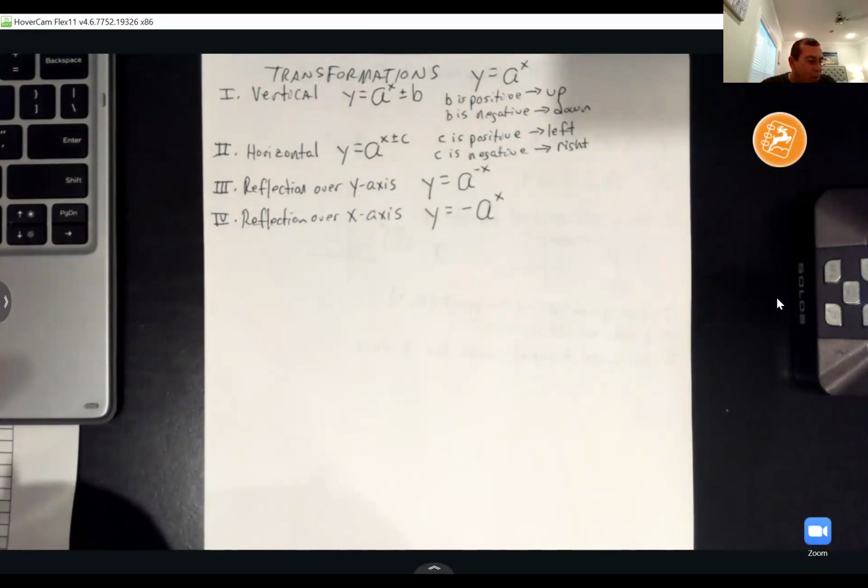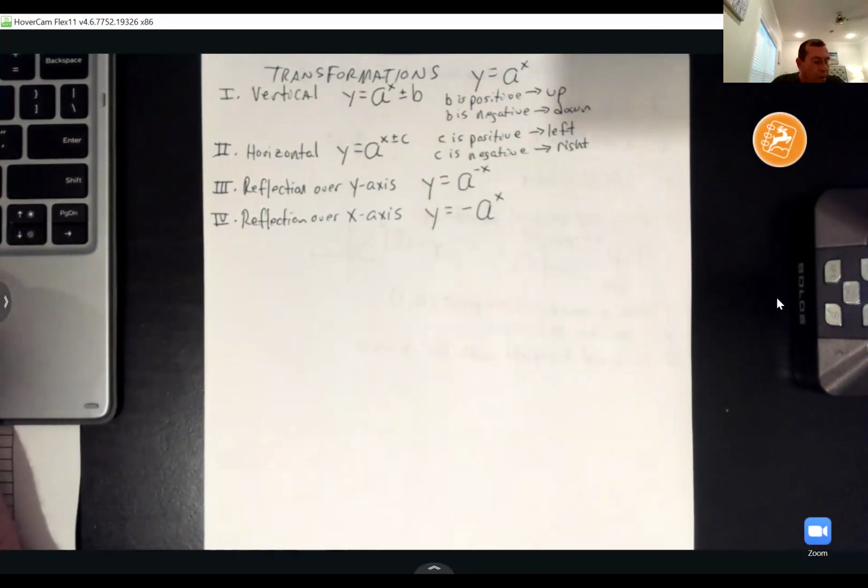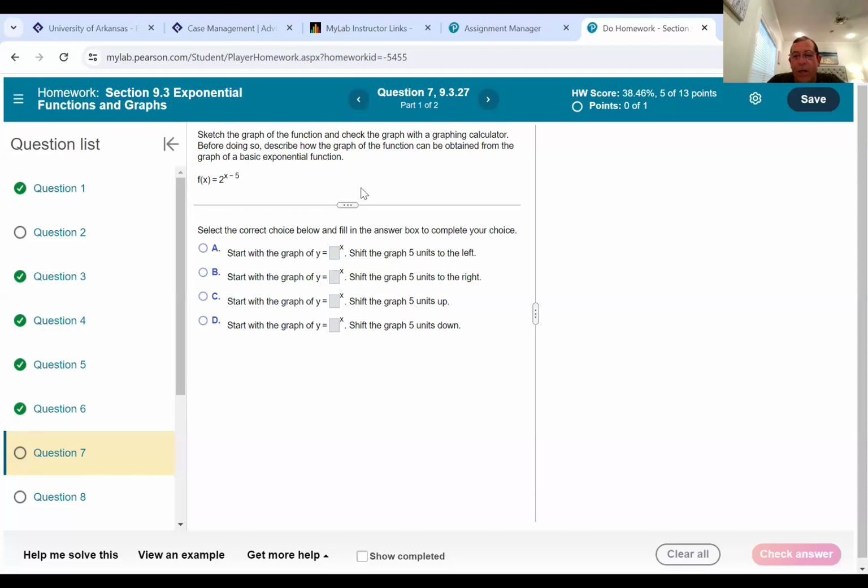Now, the real big thing you got to watch out for on these graphs is you got to tell it what base you're starting with. So let me go through these examples. So notice they're giving me f of x equals 2 to the x minus 5. So it says start with the graph of y equals blank to the x. That would be our base, which is a 2. So we put the 2 in the shaded box. But what we got to figure out, they're subtracting 5 from the variable. So is that going to move me left, right, up, or down? So that depends on whether I'm going to pick A, B, C, or D.